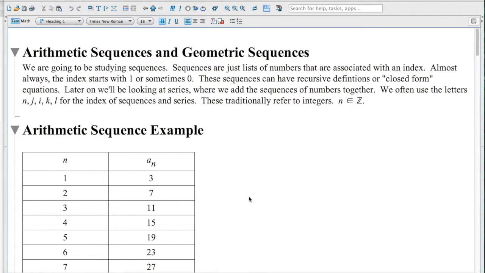We can define a sequence with either a recursive definition or a closed form equation. If we add a sequence together, this is called a series. When we see the letters n, j, i, k, or l, these are usually indices. Indices are always integers. Traditionally, mathematicians have used those letters for only integers.